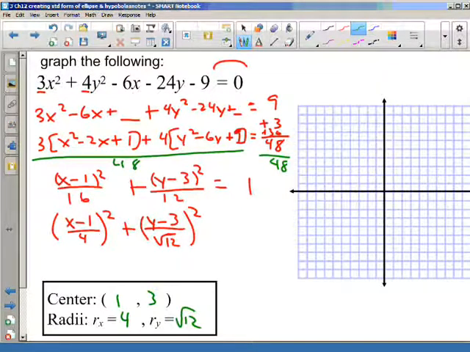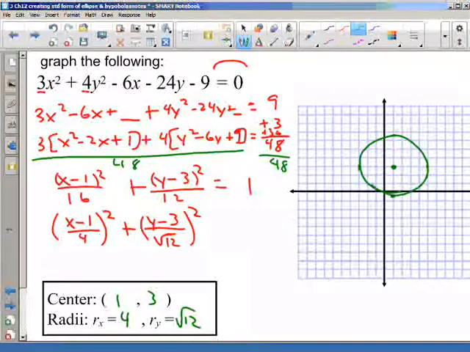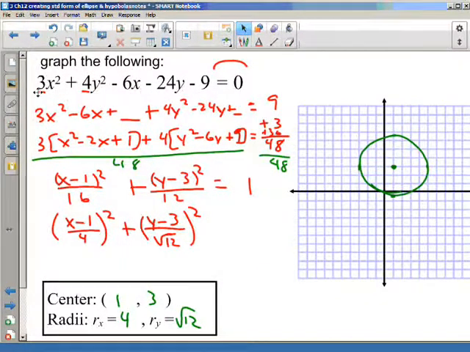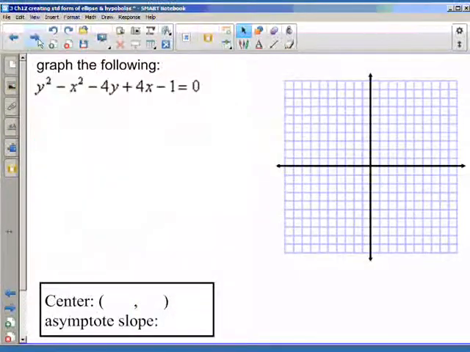And when we plot our point (1, 3), we'll move left and right 4, and then up and down square root of 12, which is somewhere between 3 and 4. And so a very slight, but hopefully noticeable, horizontal stretch. This one's a hyperbola. I know that because I see a negative in front of the x squared.